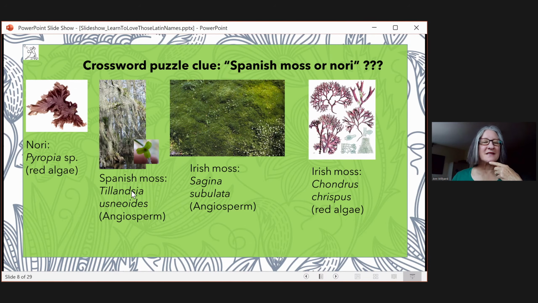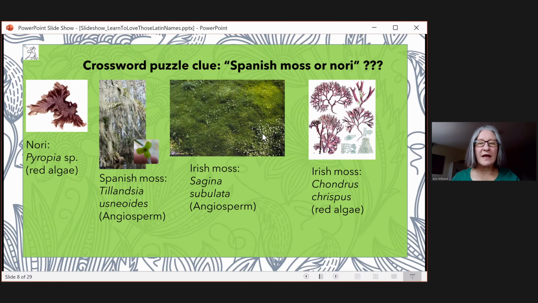Spanish moss is not moss at all. It's Tillandsia usneoides. It's an angiosperm. And I put a picture of a little tiny flower there. So draping from the trees, you in Florida know this species. I was thinking, but that's got nothing to do with nori. And then it turns out that the answer to the clue was red algae because I got the down answers. And then I remembered that Irish moss, which is a different flowering plant in a completely different family, is the stuff that people use between stepping stones.